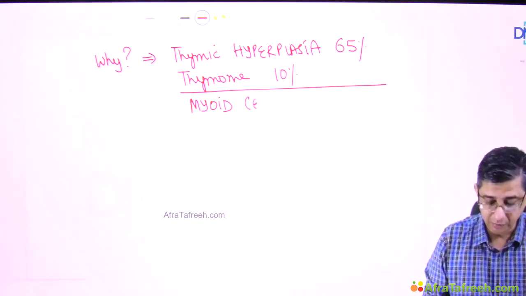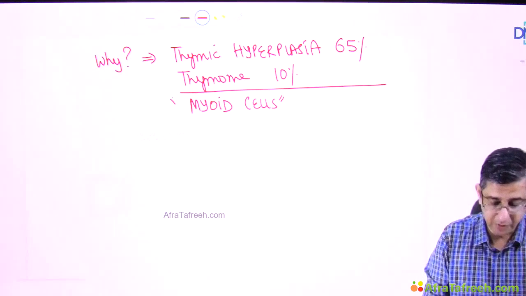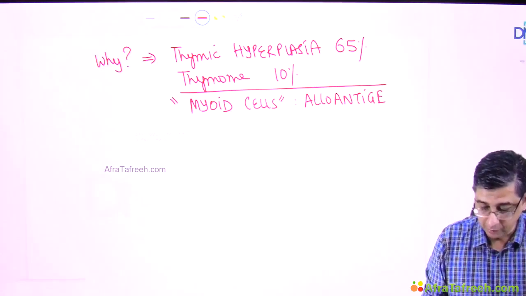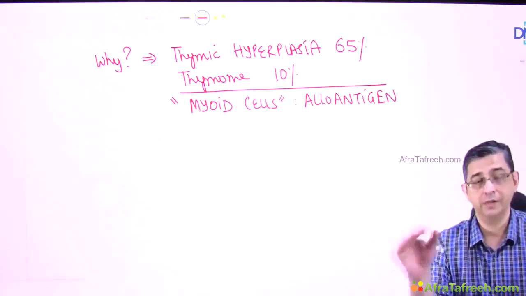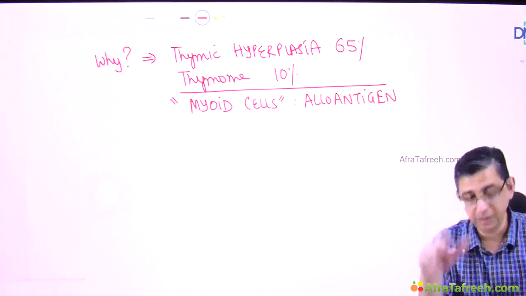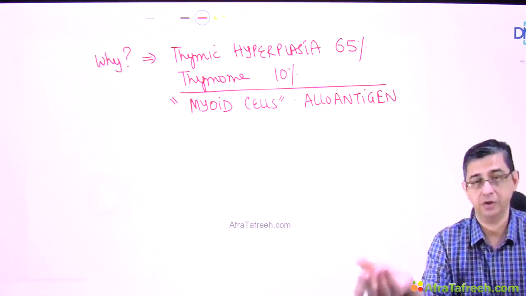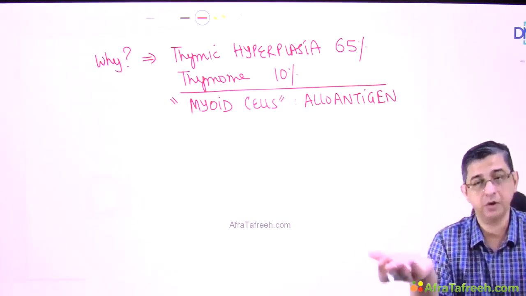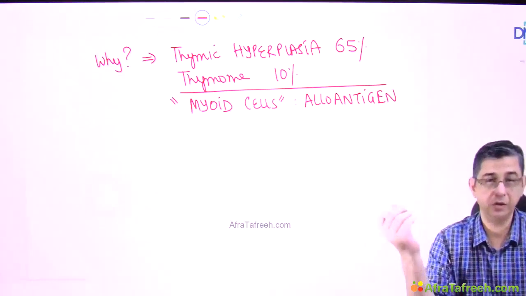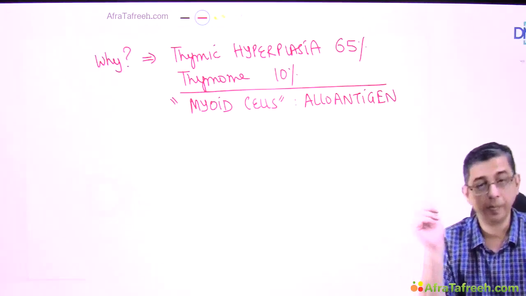They found that the thymus has cells that are called myoid cells. On the surface of these myoid cells, there is an alloantigen, that is, the antigen against which antibodies are formed, and the chemical structure of this antigen resembles the acetylcholine receptor. So the antibodies are actually designed against the myoid cell surface receptor, which has a structure similar to the acetylcholine receptor. And once the acetylcholine receptors are affected, the functioning of muscles would be affected.